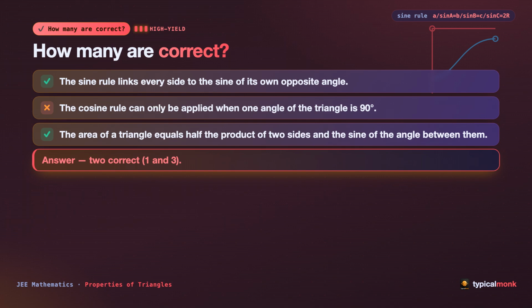Two statements, the first and the third. The sine rule truly does link each side to its own opposite angle, and the area formula is exactly right. But the second one falls. The cosine rule works for every triangle, right-angled or not. At 90 degrees, it simply reduces to the Pythagoras theorem. It does not require it.